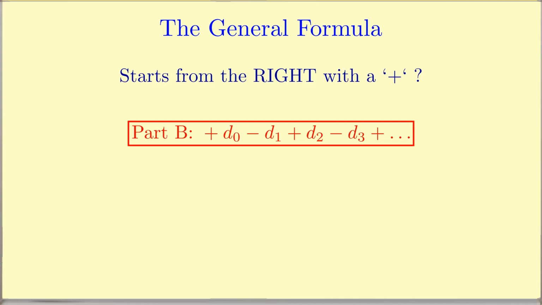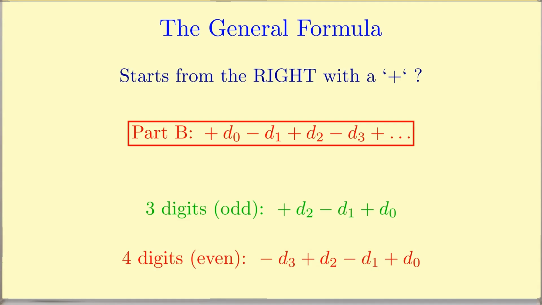Let's figure out what the sign of that leftmost digit is actually supposed to be. If our number has an odd amount of digits, like a 3-digit number, our leftmost digit is d2. In our formula, d2 is positive. So if the number has an odd length, starting from the left with a plus perfectly matches the exact math. But what if our number has an even amount of digits, like a 4-digit number? Our leftmost digit is d3, and in our formula, d3 is negative. The strict math says that for even length numbers, we should actually start from the left with a minus.